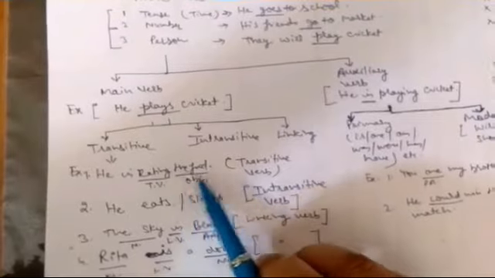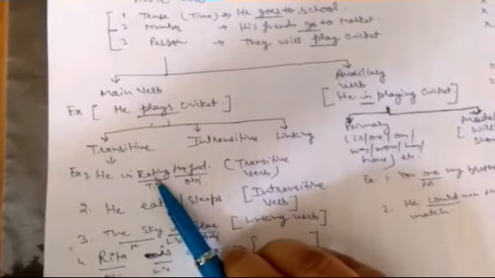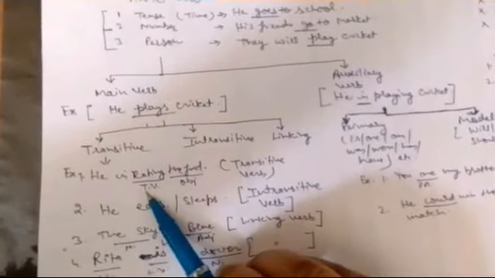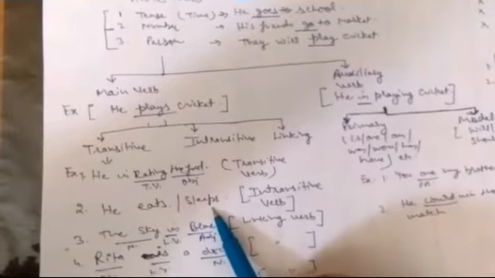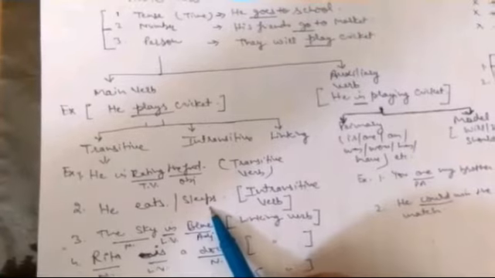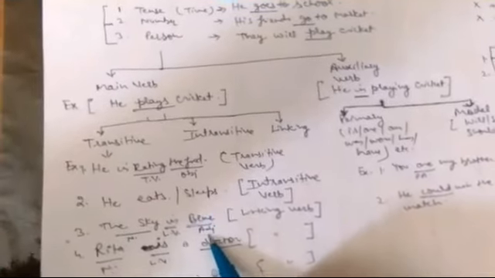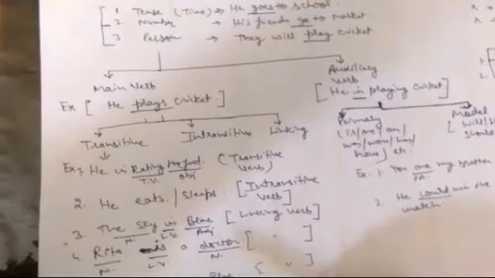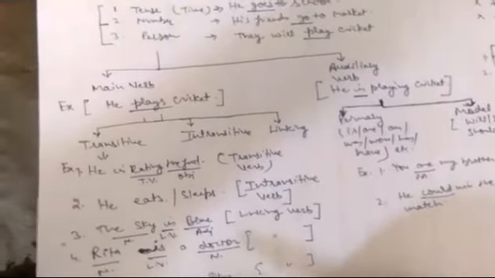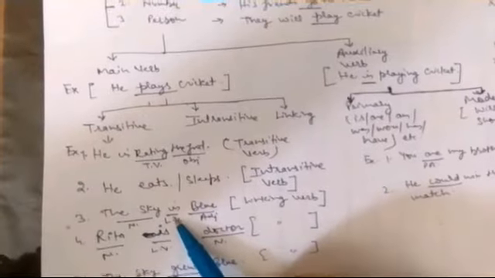Transitive: when an object comes, then the verb is called a transitive verb. When an object does not come, then the verb is called an intransitive verb. And when the verb joins two words, two nouns or a noun and an adjective, then it is called a linking verb.